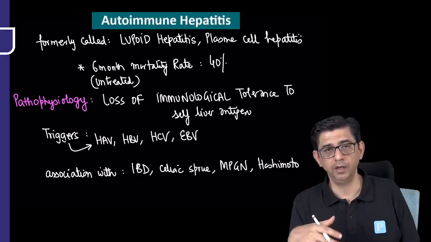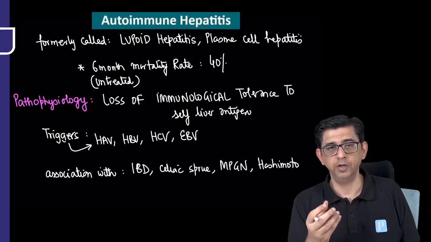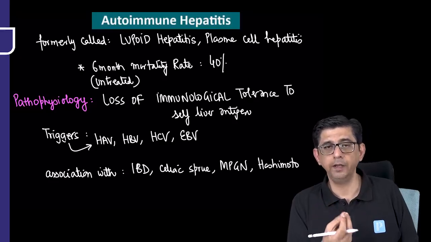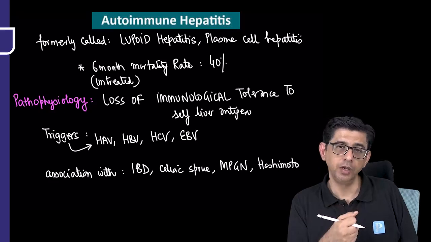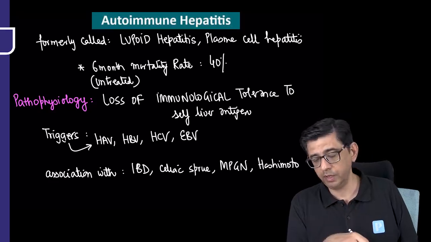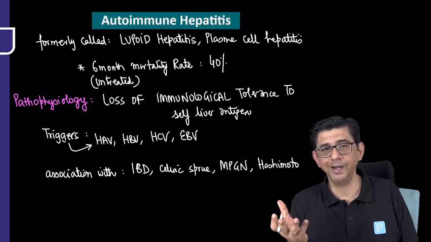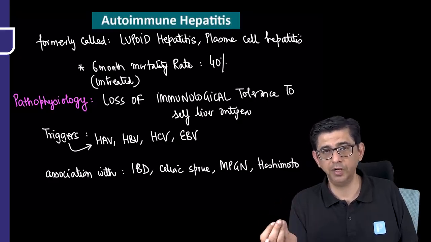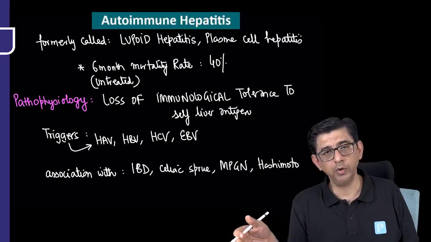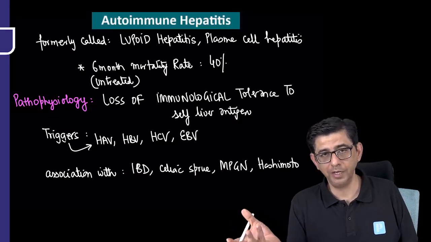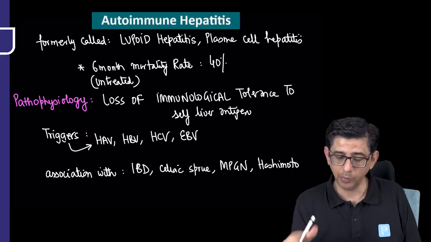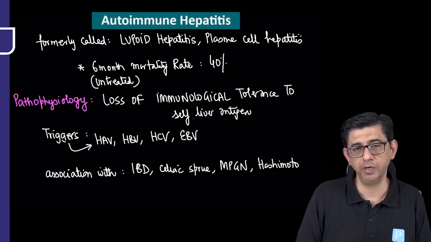I'm not writing it. I think I've discussed that in GI. That with Crohn's we have ASCA, no? Anti-Saccharomyces cerevisiae antibody. With ulcerative colitis, we have P-ANCA. Then celiac sprue, I've discussed it is anti-TTG, tissue transglutaminase antibody. So we have specific antibodies for each one of them. For Hashimoto, it is anti-TPO antibody. And then a couple of these patients can be having autoimmune hepatitis as well.